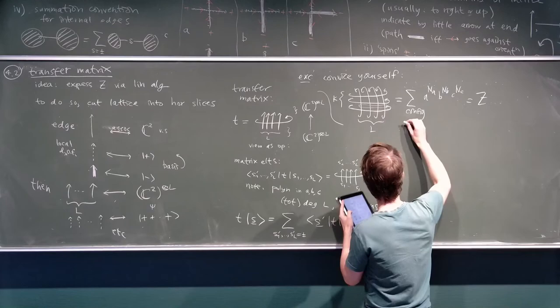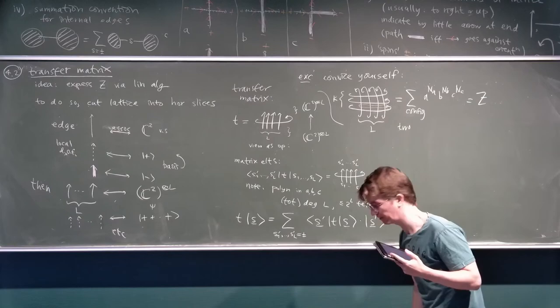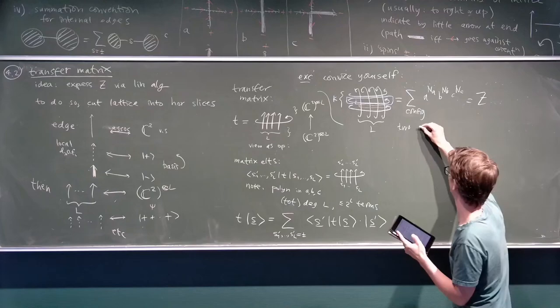All right. So now let's think of, here we had just, we started with no rows of the lattice, then we assigned to that vector space. Then we looked at one row of the lattice. That's this part here, including the boundary conditions. That's our transfer matrix.